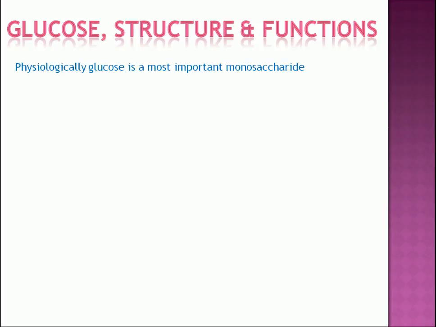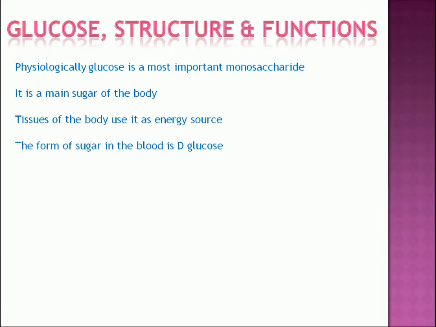Physiologically, glucose is the most important monosaccharide. It is the main sugar of the body. Tissues of the body use it as an energy source. The form of sugar in the blood is D-glucose. Structure: the molecular formula is C6H12O6.